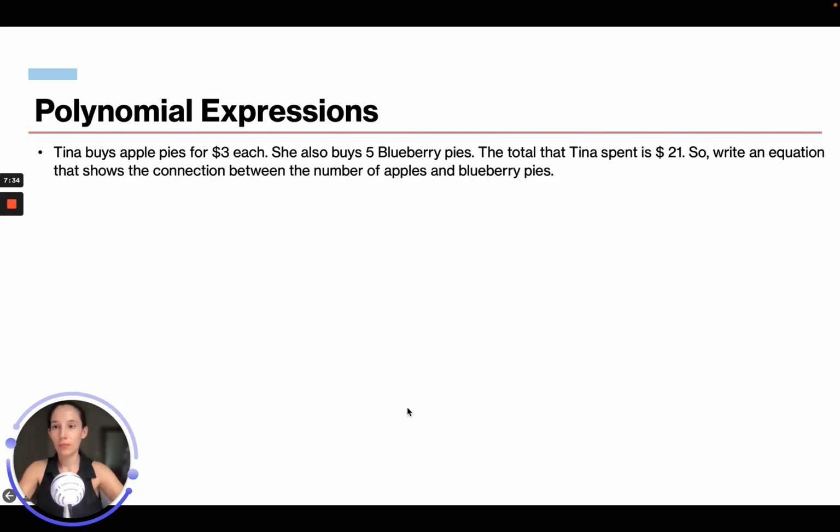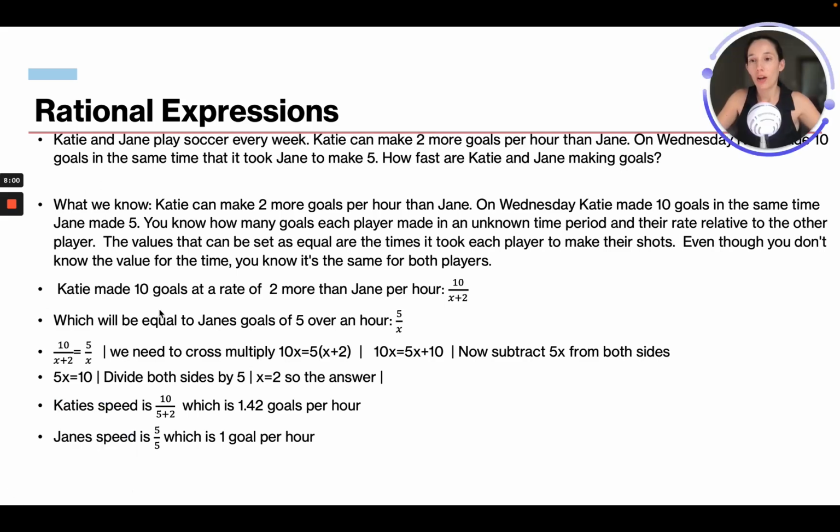All right, so this would be equal to Jane's goals of 5 over an hour. So 5 over x is going to be Jane's goals. So we have Katie's and we have Jane's.